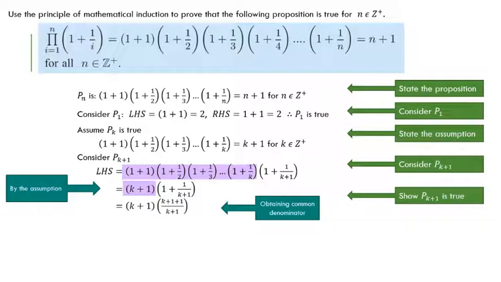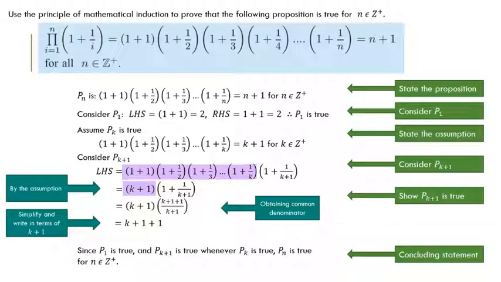We now rewrite the left-hand side of our Pk plus 1 case by using the assumption. So we replace the first part of the expression with the right-hand side of our assumption, k plus 1. So we end up with k plus 1 times 1 plus 1 over k plus 1. If you focus on our second bracket, we have two terms, so we need to get a common denominator to try and simplify it. The common denominator being k plus 1, so multiplying 1 by k plus 1 over k plus 1. We can then cancel out the k plus 1 common factor top and bottom, which leaves us with just the numerator of k plus 1 plus 1.